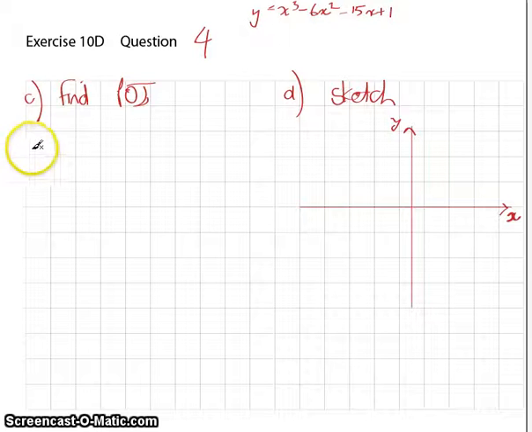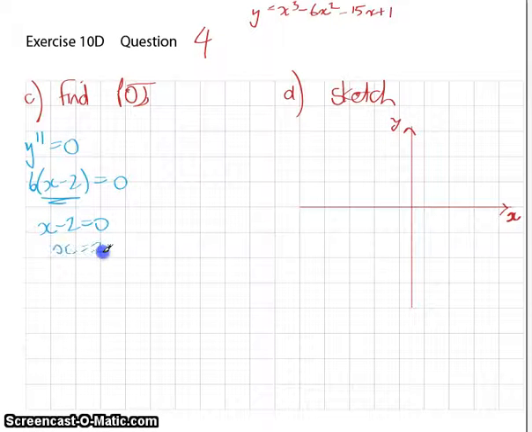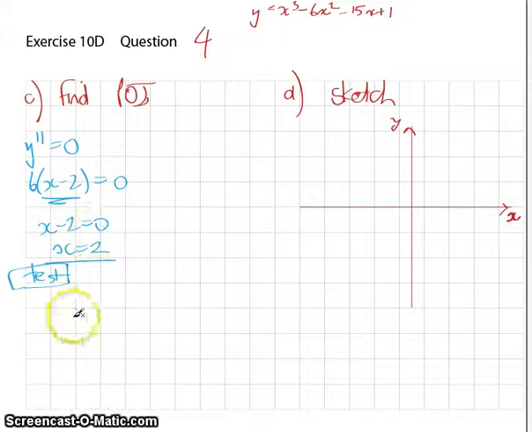And we need to find points of inflection as well. They happen when the second derivative is 0, and my second derivative was 6 lots of x minus 2, so I set that equal to 0. That only happens when x minus 2 equals 0. That's when x equals 2. I must test it to make sure that the concavity is changing there.